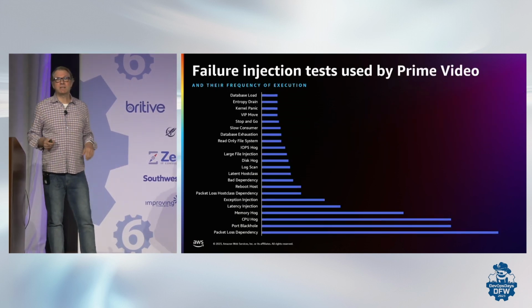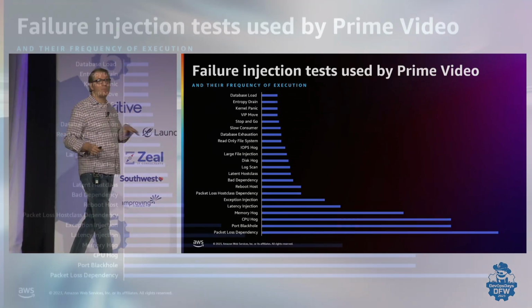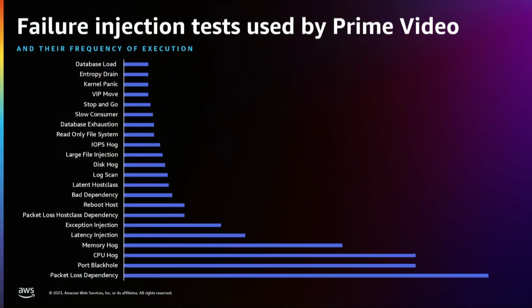And this is an interesting slide because this shows the kinds of faults that Prime Video is injecting. The bars represent how often they're injecting those faults. And this data, how often they're injecting, is based on observations of production. Looking at production, what kind of faults occur most often and have the most impact? Those are the ones we're going to run the most. So as you can see, packet loss is a big one. That makes sense for a video streaming service.